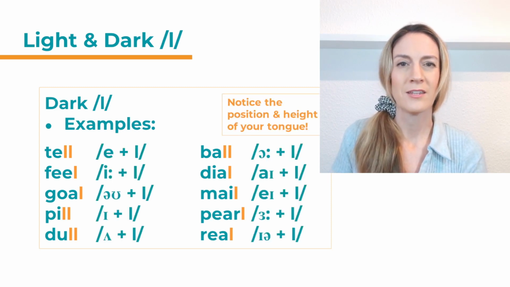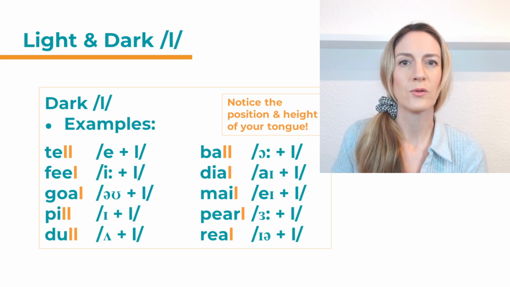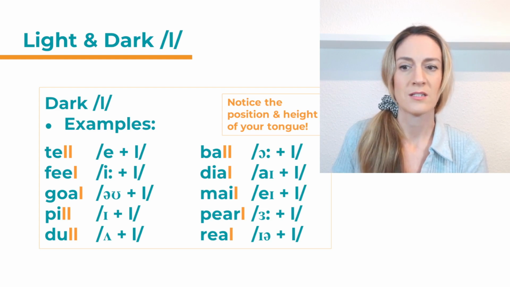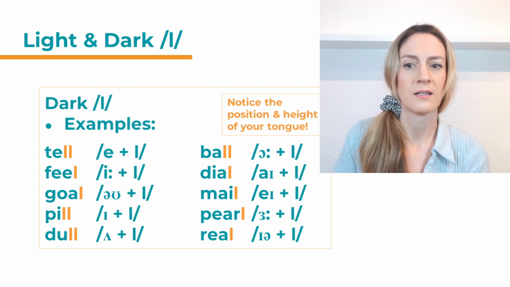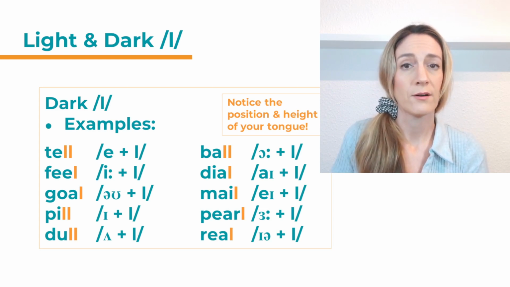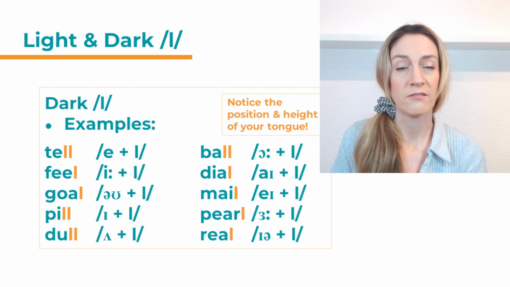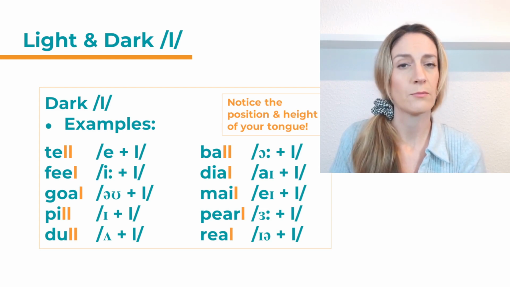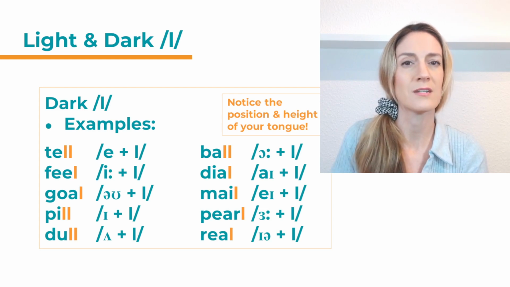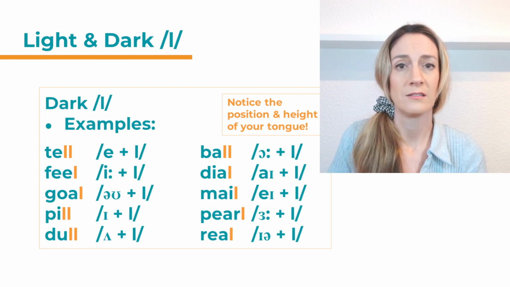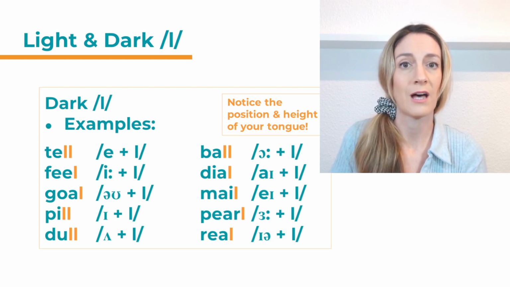So here are the examples again, and I just wanted to show you that we had a range of different vowel sounds in these example words. So in tell we had an e, in feel it was a long e, then goal we had a diphthong o, and then pill, dull, etc. You can have a look at it. Lots of different vowel sounds. Some of them are single vowels, monophthongs, others are diphthongs, double vowel sounds, and they're all followed by L, and that creates a dark L, really because of this preceding vowel sound.